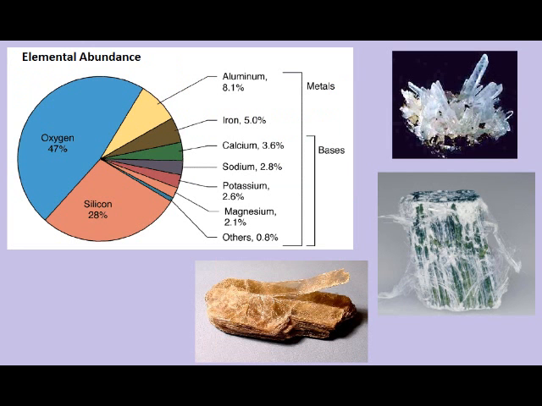Silicon comprises 28% of all elements found in Earth's crust, so it is very abundant and there is no imminent danger of running out of it. Usually silicon is found as a mineral or allotrope.